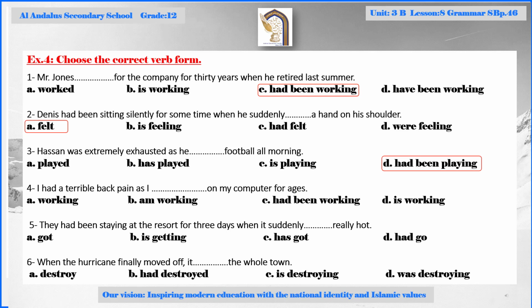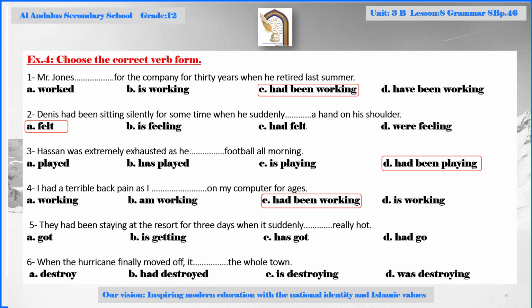Now let's move ahead to number 4. I had a terrible back pain as I had been working on my computer for ages. Again, when I say for ages, this is a focus on the duration. So that's good. Had been working. The whole sentence is: I had a terrible back pain as I had been working on my computer for ages.